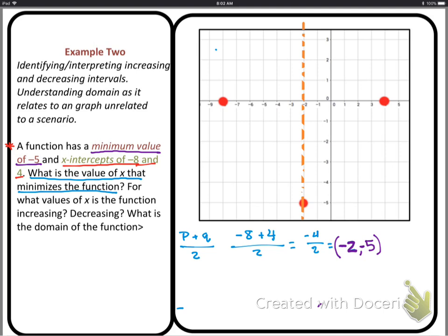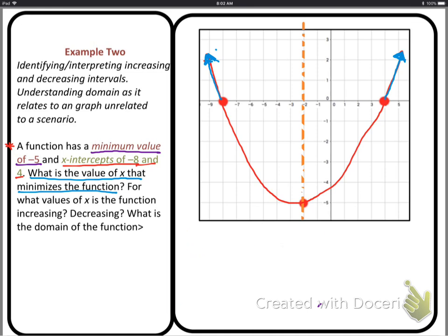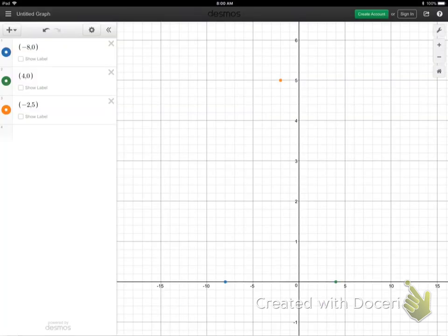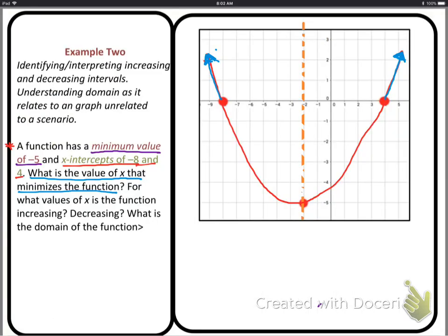Just for the sake of saving time, we have enough points to answer the questions presented, so I'm going to go straight to answering the questions. Notice that I put these arrows here because we don't have a scenario for this question, so we don't have to restrict the domain. It's just a regular parabola, no scenario. It goes on forever. I'm going to erase this here so I have enough room. Okay, now we can go straight to answering our questions.